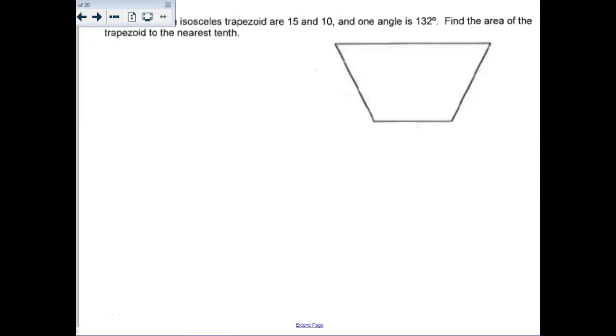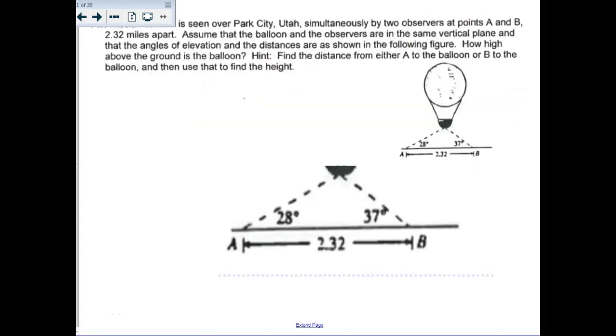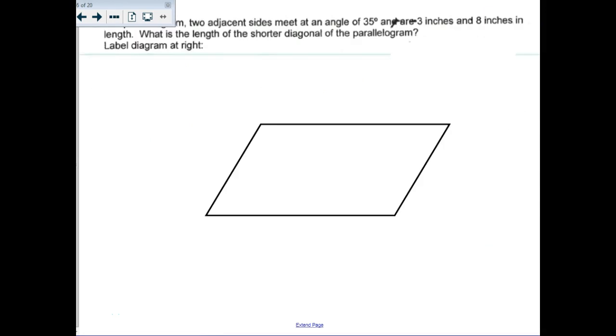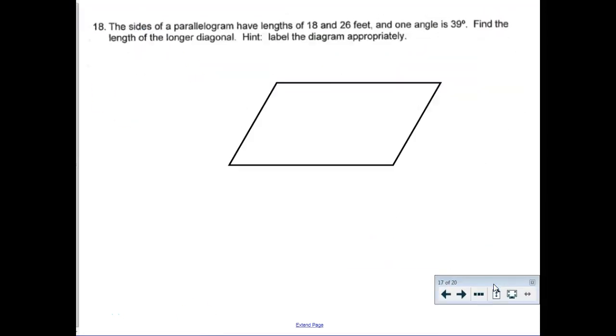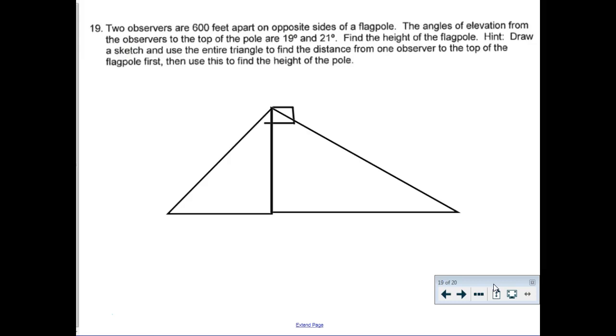All right, so we're going over some homework questions, and we're looking at last night's worksheet 25 and 26, and there was a request for number 19. On the answer key, there is a hint for you on number 19. These two observers are standing 600 feet apart on opposite sides of the flagpole, and the angles of elevation are 19 and 21. Then find the height of the flagpole.